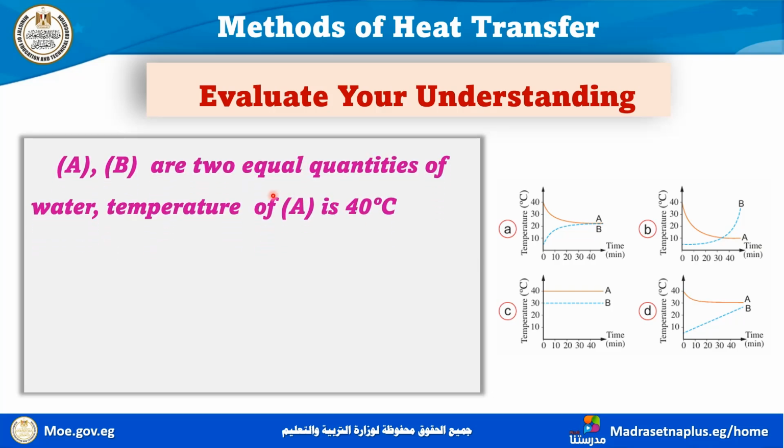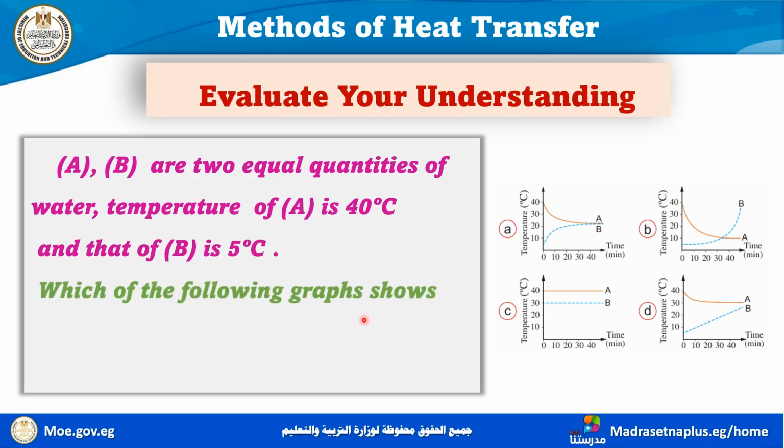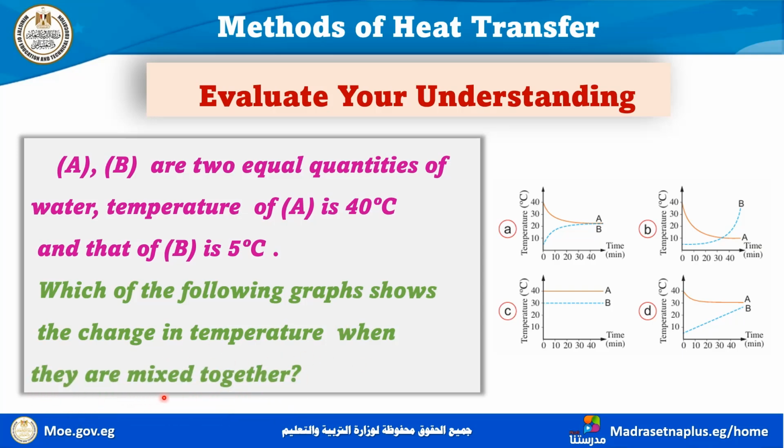We have A and B, two quantities of water. Temperature of A is 40 degrees Celsius and that of B is 5 degrees Celsius. Which of the following graphs shows the change in temperature when they are mixed together? What happens when we mix A and B? A and B, once again, are equal quantities of water, but the temperature of A is 40 and the temperature of B is 5 degrees Celsius. What will happen when we mix both quantities together?